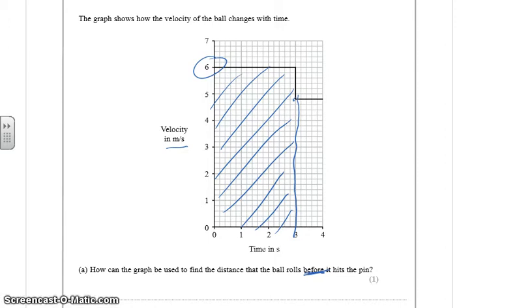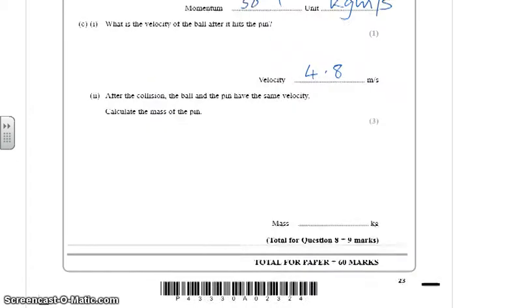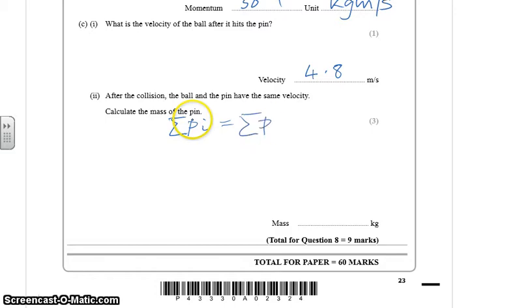The next question asks for the velocity of the ball after it's hit the pin, so we need to come back to this graph. That should give us 4.8 meters per second. After the collision, the ball and the pin have the same velocity, so now we've got to calculate the mass of the pin. The key concept here is the principle of conservation of momentum. That means the sum of all of the initial momenta is going to be equal to the sum of all of the final momenta.